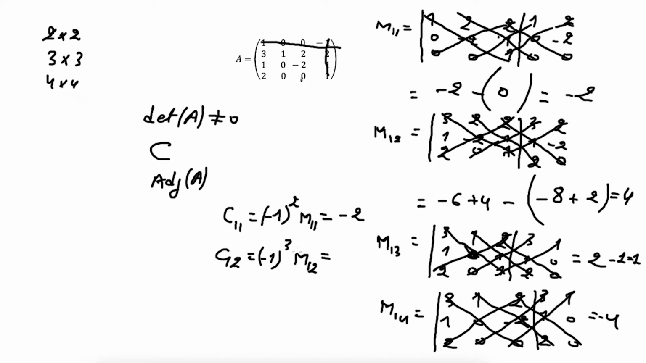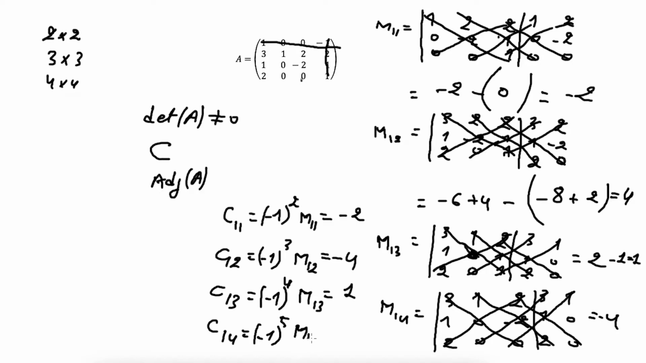times M12, so minus 1 to the 3 is minus 1, and M12 here is 4, it will be minus 4, because minus here and 4 here, and C13 is equal to minus 1 power 1 plus 3 is 4, so this will be 1, times M13, this 1, and M13 is 1, so this will be equal to 1, and C14, which is equal to minus 1 power 5, so it will be minus 1, times M14, which is minus 1 times minus 4, which is plus 4, so it is plus 4.